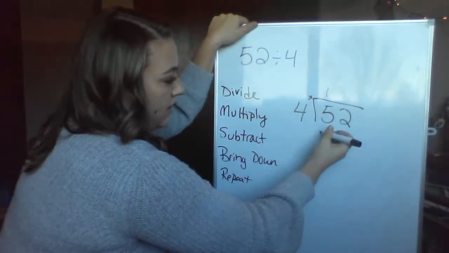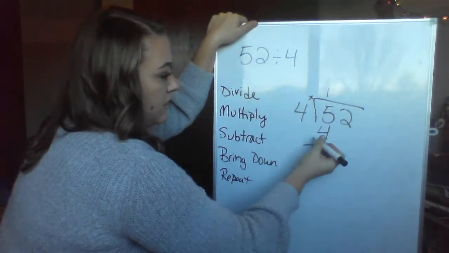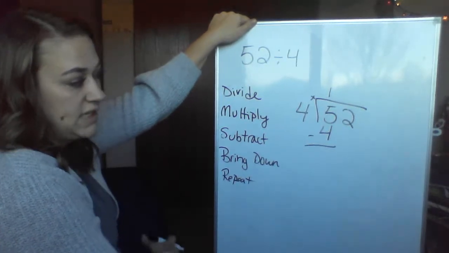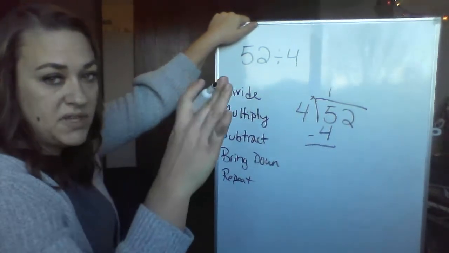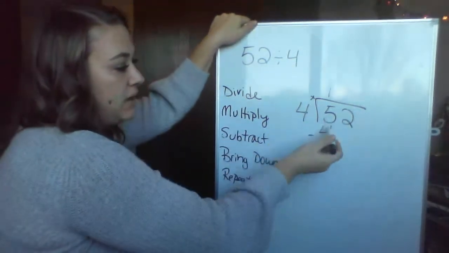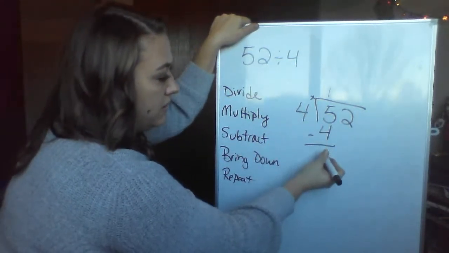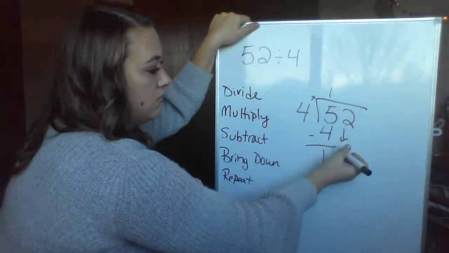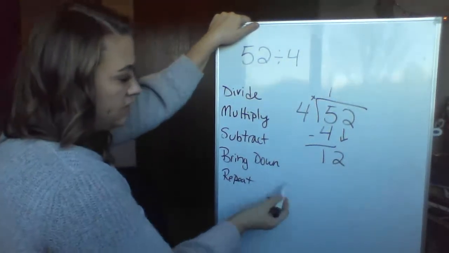I'm going to subtract that from what I divided into. I haven't done anything with the 2 yet. The 2 I don't mess with until I bring it down. Okay? So now I'm going to take 5 minus 4. That leaves me with 1. Bring down my 2. Now I'm going to repeat.